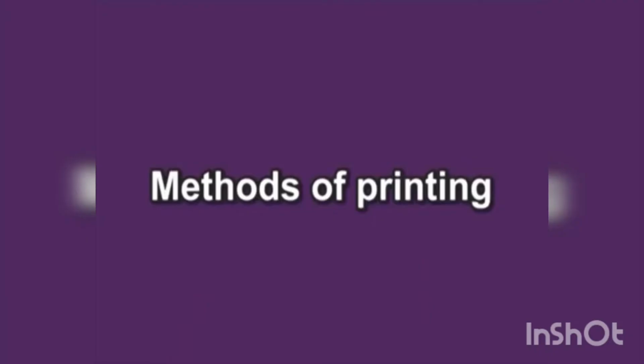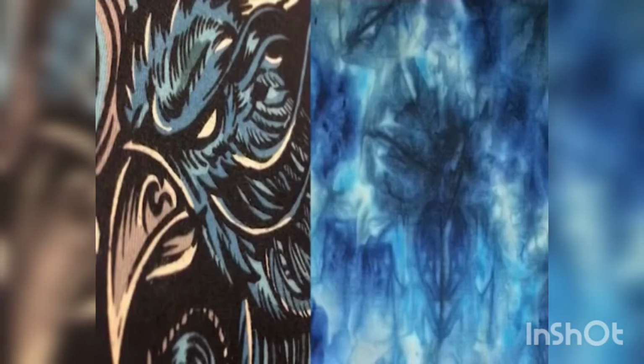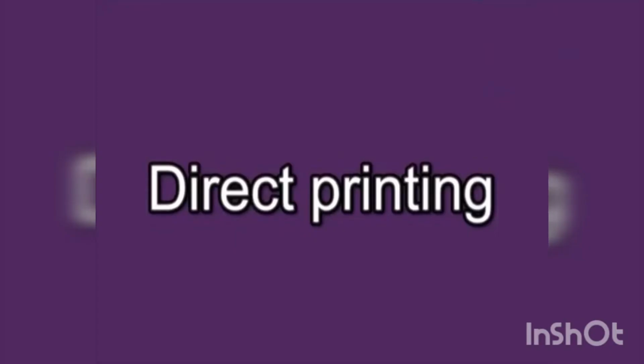Now we will see the methods of printing. Three different approaches or techniques are prevalent for printing color on fabric. They are direct, discharge and resist printing methods. Direct printing. It is the most common approach to apply a color pattern on fabric. It can be done on white or a colored fabric. If done on colored fabric, it is known as overprinting.